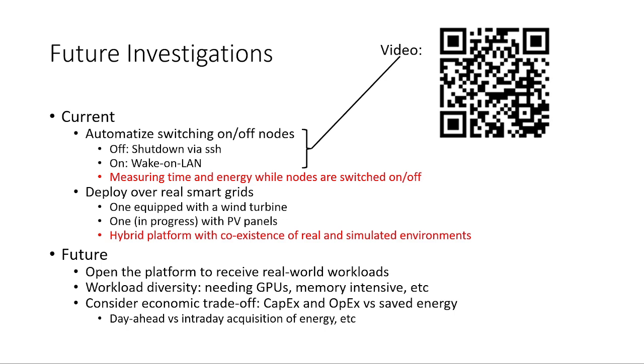We plan to study workload diversity. For example, some workloads that need GPUs will be memory intensive. And we will study the trade-off between the OPEX, in general the saved energy, and the CAPEX, how much money we need to create the microgrids. And also, we consider smart grid operations: the microgrid that will predict how much energy it needs tomorrow to buy it on the day-ahead market.